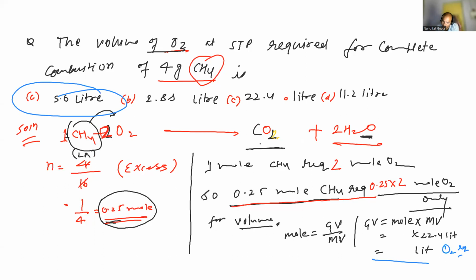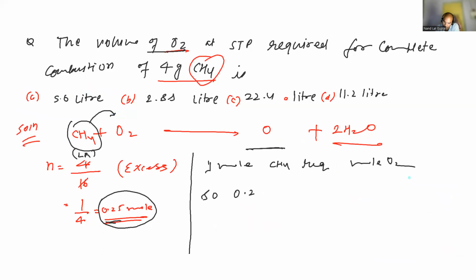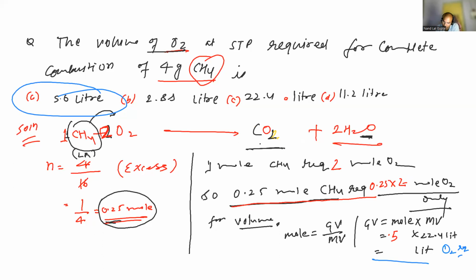Okay, so little bit mistakes only, not too much. Oh, sorry, here we have to multiply by 5. So if you are multiplying by 5, the answer is coming 0.5. So 0.5 moles means 11.2 liter.